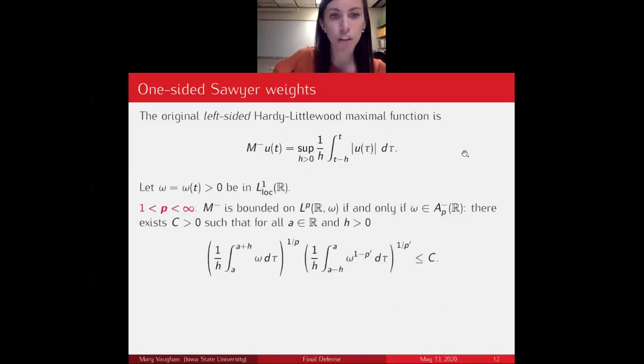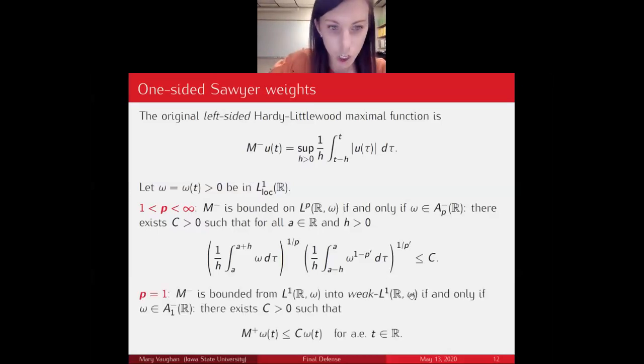And the weights we choose are the good weights for this operator. Our weights omega will always be positive and locally integrable. When p is between 1 and infinity, we say omega is in the class A_p minus, the Sawyer class of weights, if this integral condition is satisfied. And what Sawyer proved was that omega is in this class if and only if the left Hardy-Littlewood maximal function is bounded from weighted L^p into weighted L^p. And that's the property that we utilize.